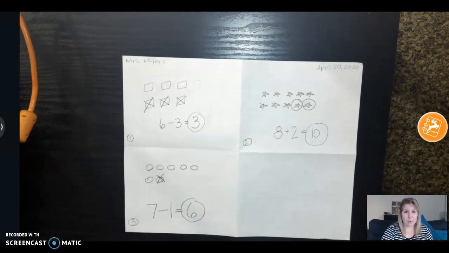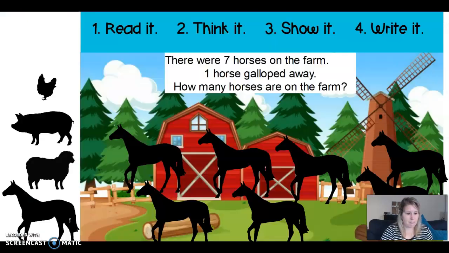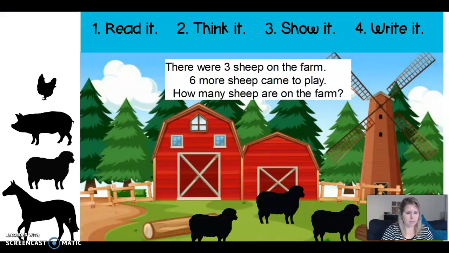I've got 1 more for you, and then I'll show you where your work is. This time we have sheep. There were 3 sheep on the farm. 6 more sheep came to play. How many sheep are on the farm? Let's read it again. There were 3 sheep on the farm. 6 more sheep came to play. How many sheep are on the farm? Step 2, think. Are we adding sheep together or are we taking sheep apart? Yeah, we're adding them together. 6 more came to play. Step 3, show your thinking.